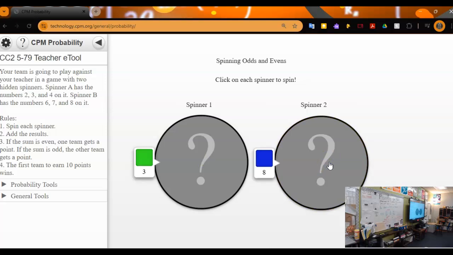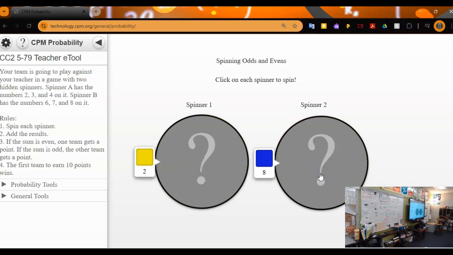That's odd, right? Oddballs take another one. Next spin. 3, 7. Ooh, even's got one. So now it's like 2 to 1, right? All right, next spin. 4 and 7. That's odd. So what's our score now? 3 to 1. All right, next, because 4 plus 7 is 11, right? Yes, that's odd. All right, next spin.